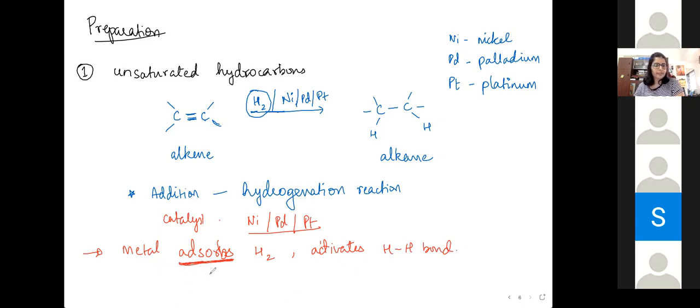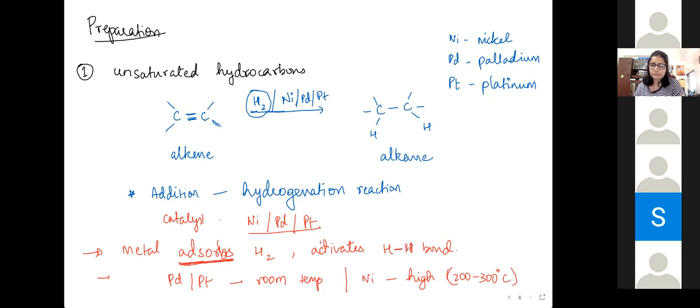Another important point is that if you're using either palladium or platinum, this happens at room temperature. But if you're using nickel, then you heat it to a slightly higher temperature, either 200 to 300 degrees Celsius, in order for this to work effectively. Activates H-H bond means? Huh?